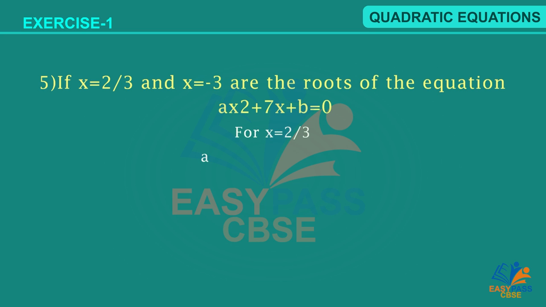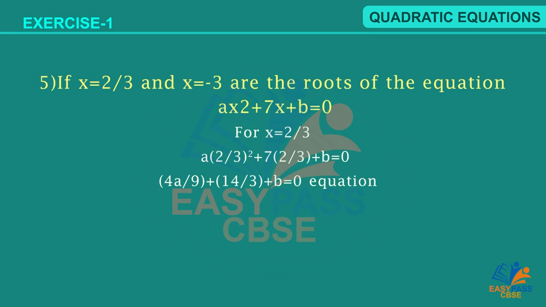By substituting x equal to 2 by 3 on the left hand side, you get a times (2 by 3) whole square plus 7 times (2 by 3) plus b equal to 0. So you will get 4a by 9 plus b plus 14 by 3 equal to 0. This is equation number 1.